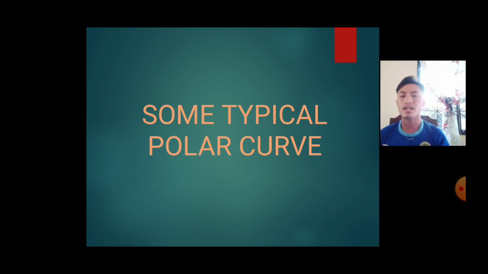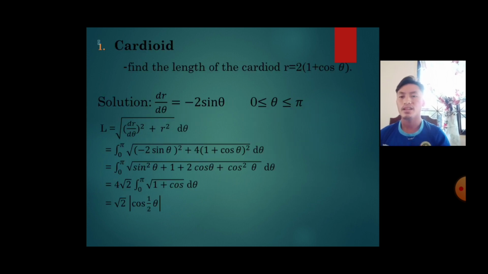So, some typical polar curves. Cardioid. Find the length of the cardioid. r is equal to 2 times 1 plus cos theta. Solution. dr over d theta is equal to negative 2 sin theta, with 0 less than or equal to theta less than or equal to pi.